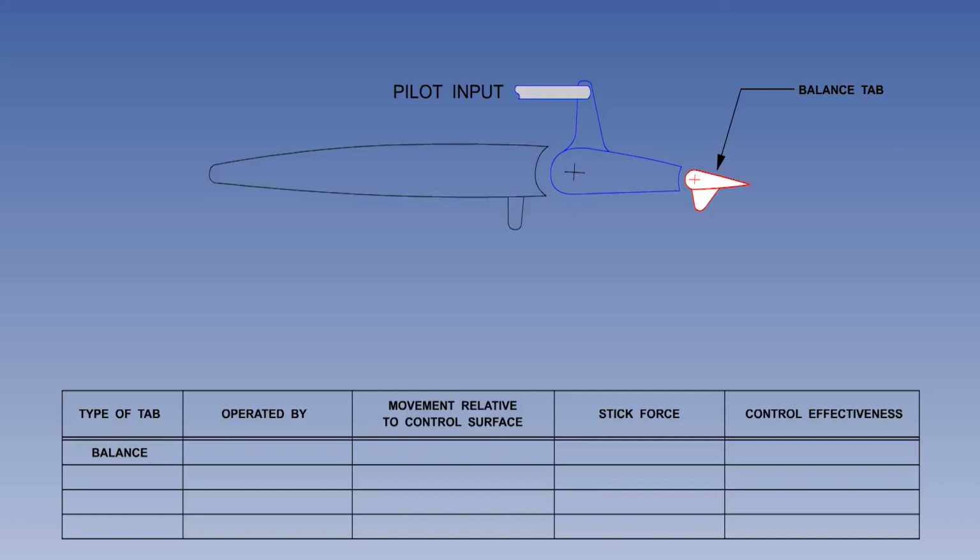The following illustrations are schematic. They just show the operating principle of the device. In reality, the mechanisms will be inside the structure. The first tab we will consider is the balance tab.